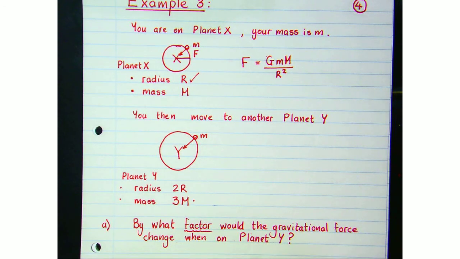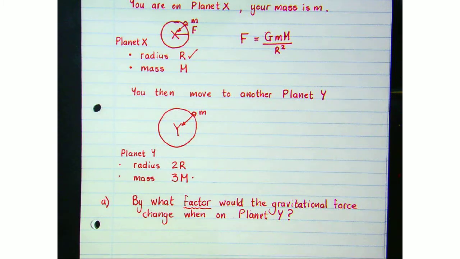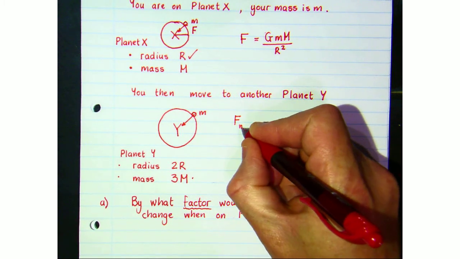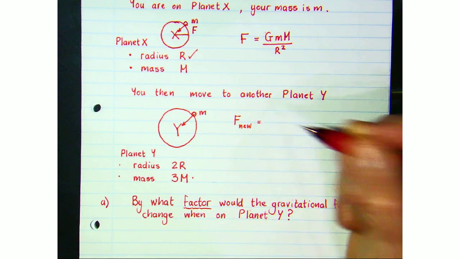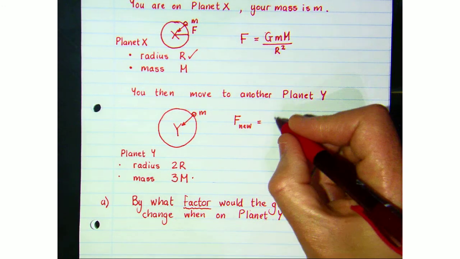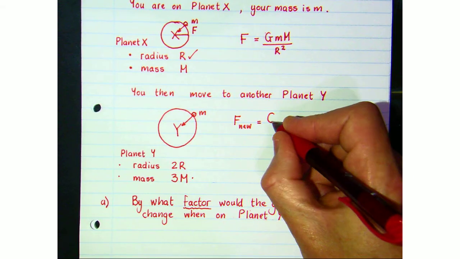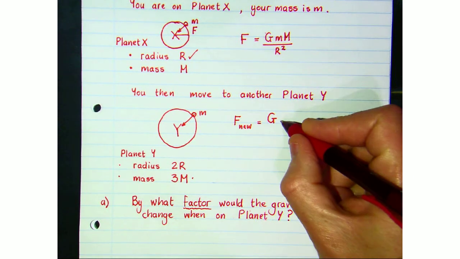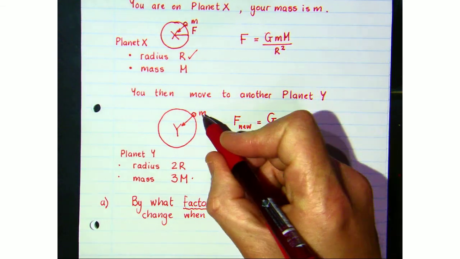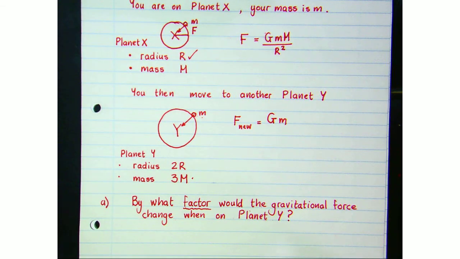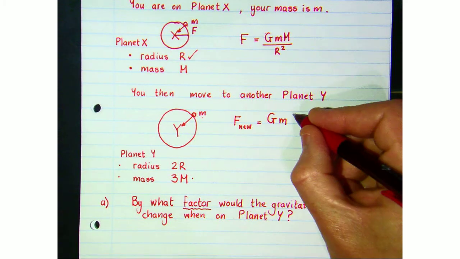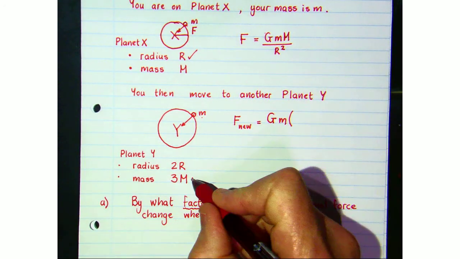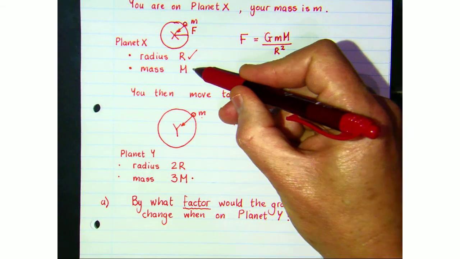Well, then we move our attention to Y and we say, what is the new force acting on that mass? Well, the universal gravitational constant doesn't change throughout the universe. Mass m hasn't changed. We're still at the same mass on a different planet. And the mass of the planet has changed. So now the new mass is 3 times the mass of planet X. So we put 3M in there.